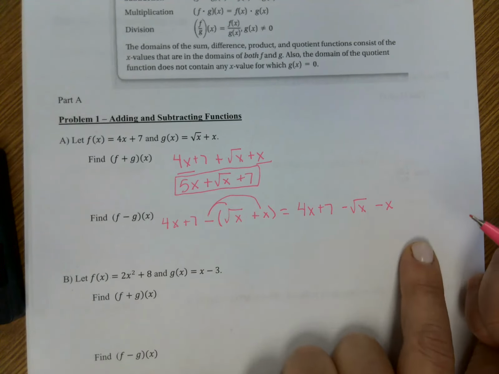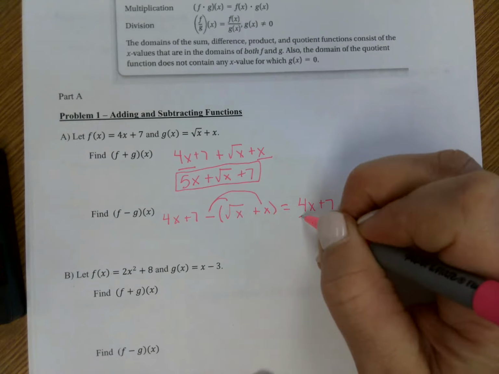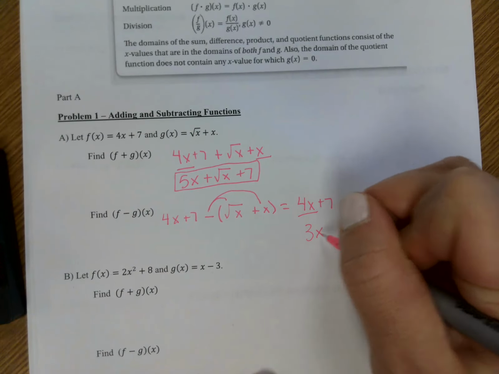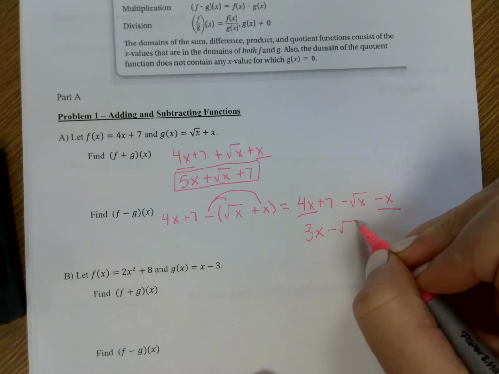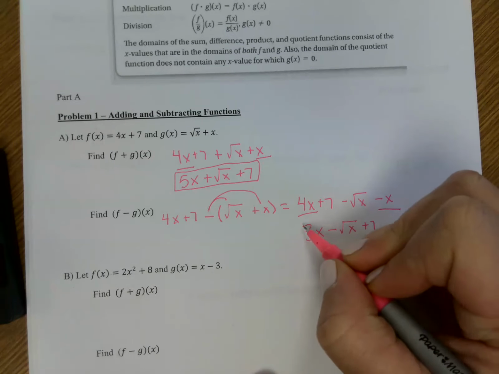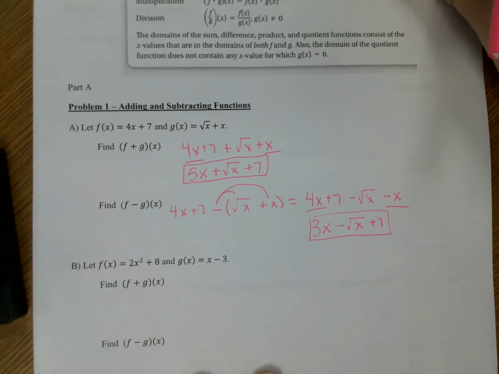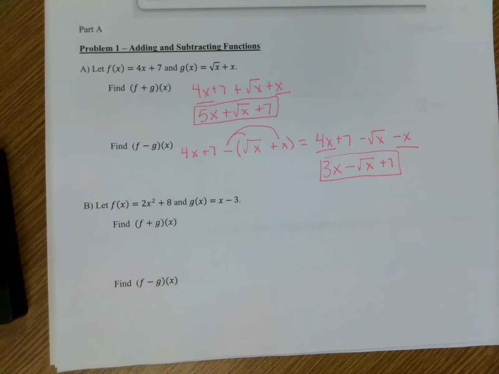Same thing, I look to see anything I can combine, and I can combine these two. Now I have 4x minus x, and that would give me 3x. I have to subtract square root of x and a plus 7 right here. Sorry, square root x. Right now, I want you to try to pause the video and try to do B by yourself.